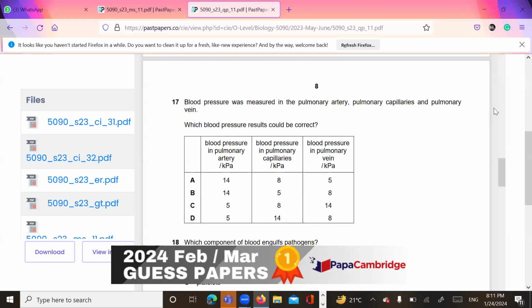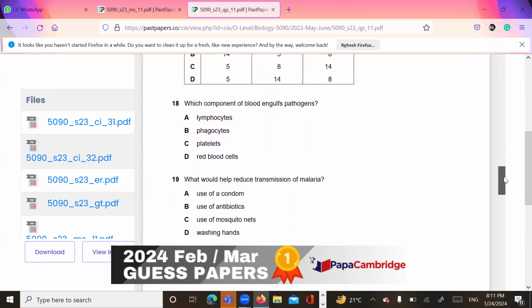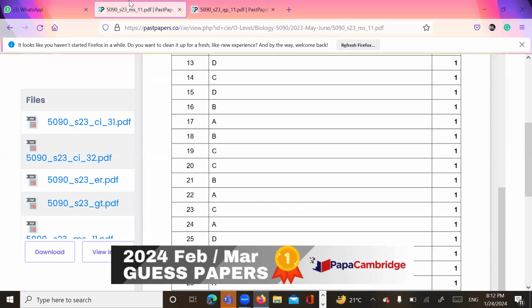Now, question number 18. I'll confirm that with the proper theory in my next video, inshallah. Question number 18. Which component of blood engulfs pathogens? Not red blood cells, not platelets. I guess either A or B. 18A. B, phagocytes. Check, yes.